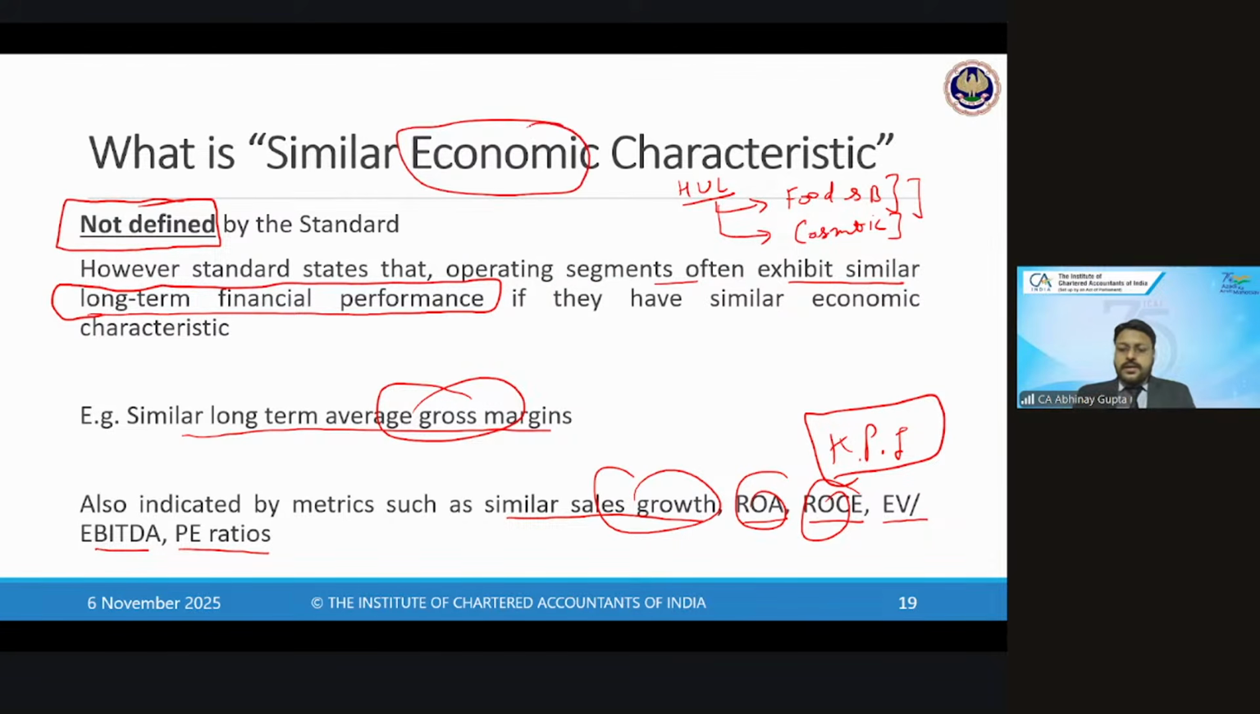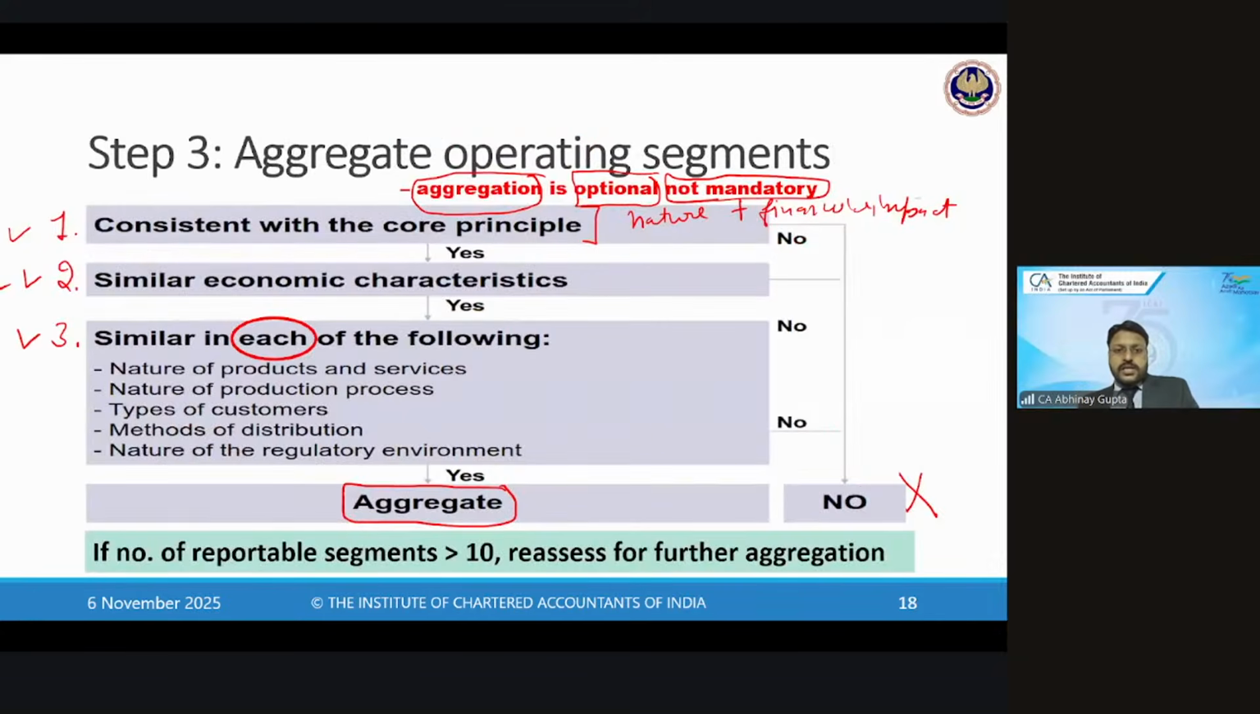But there are other conditions as well. For example, nature of the product and services are similar. Nature of the production process are similar. Types of the customer is same. Methods of the distribution is similar. And nature of regulatory environment is similar, right? So if these five conditions are also met, then only clubbing is permissible.